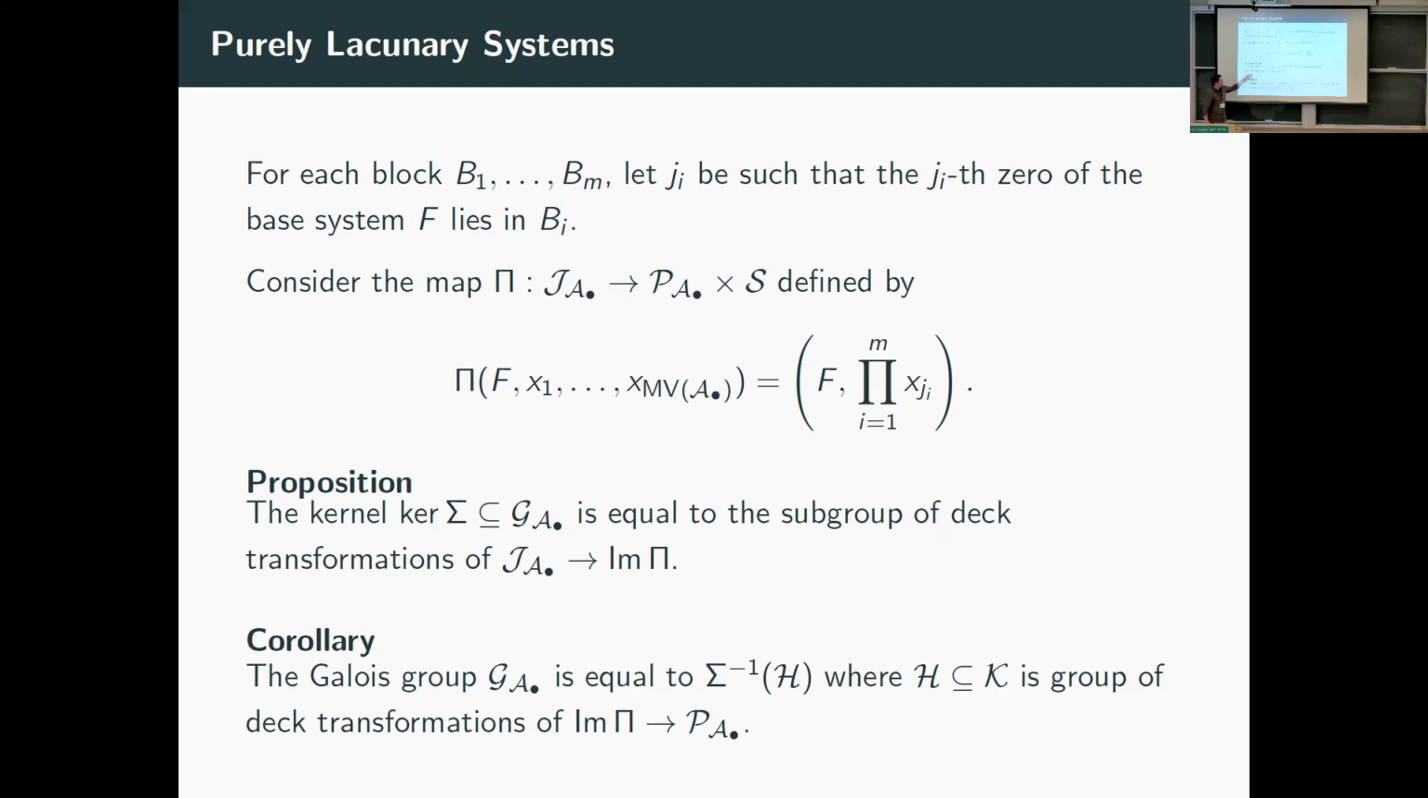Okay? And it turns out that the group of deck transformations of that JA dot that preserve fibers of this map, so that'll be a subgroup of the deck transformations that we looked at before, so it'll be a subgroup of the Galois group, that's actually equal to the kernel of that map sigma.